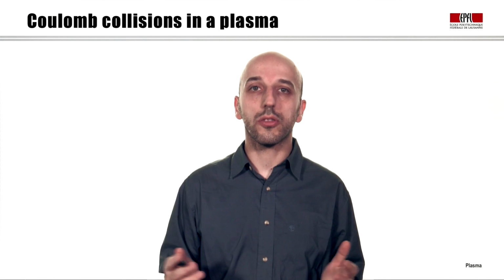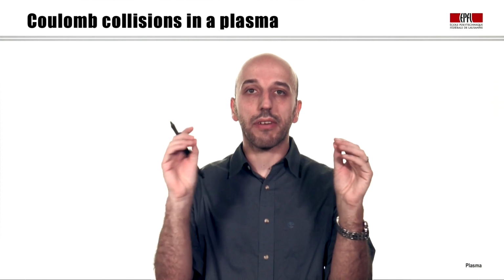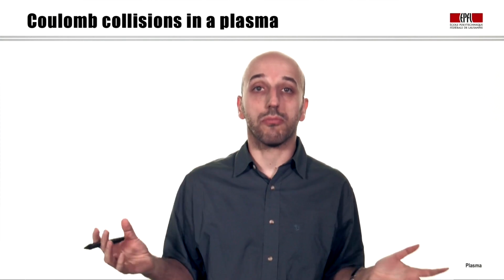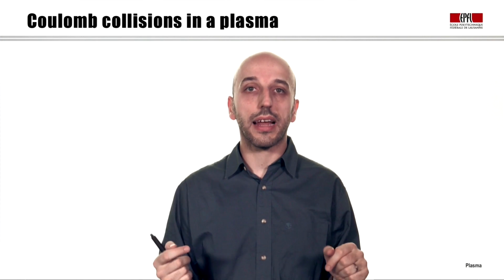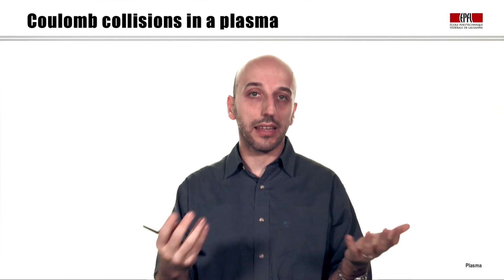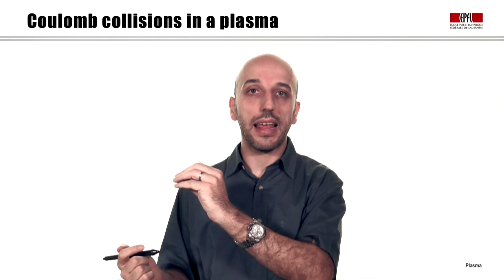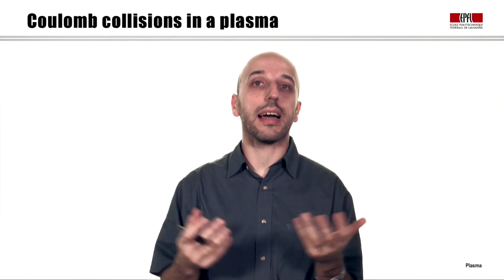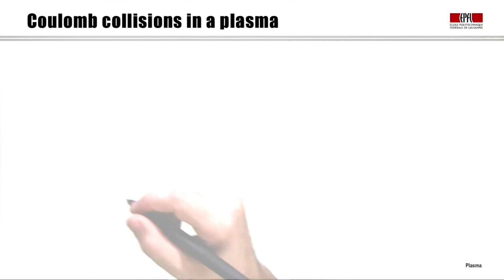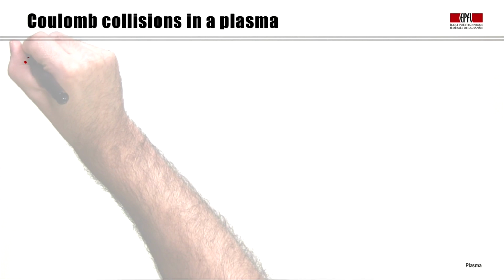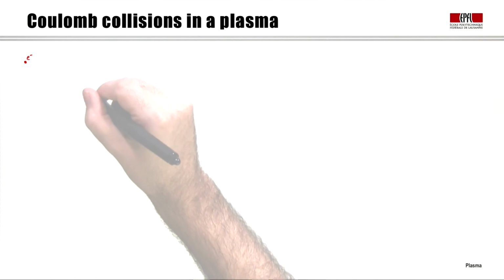So what we are going to do now is a more detailed evaluation of how the trajectory of an electron impacting towards an ion is modified because of the Coulomb interaction, and then we will take into account that the electron interacts at the same time with all the other particles present in the system. So let's go back to our electron impacting the ion.